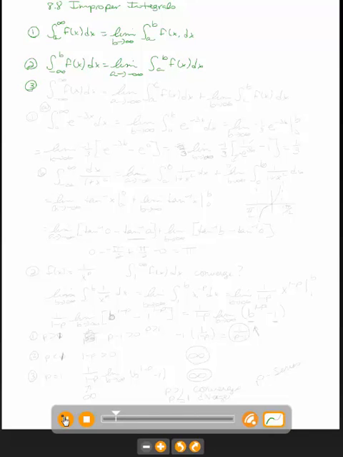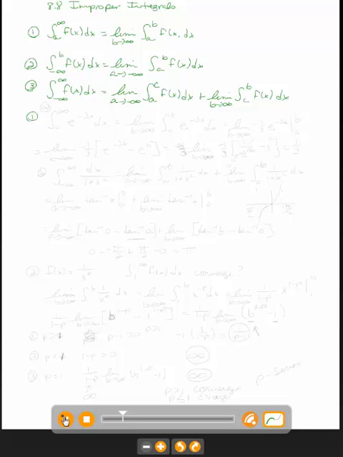Now the third one is a combination of the first two. If the problem goes from negative infinity to infinity, then we need to split it into two pieces. We need to have the limit as a goes to negative infinity, and we're going to split it somewhere between, we're going to call it c. So we're going to go from a to c. So that's negative infinity to some number c. Then we're going to add to it the rest of the problem, the limit as b goes to infinity, pick up at c, and go to b. So those are your three major rules.